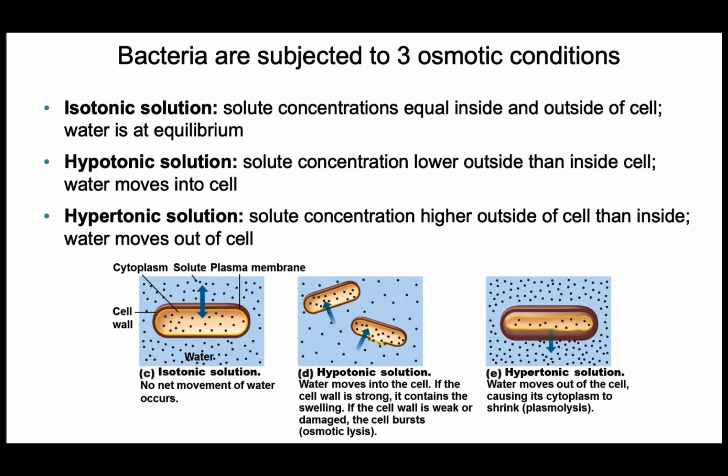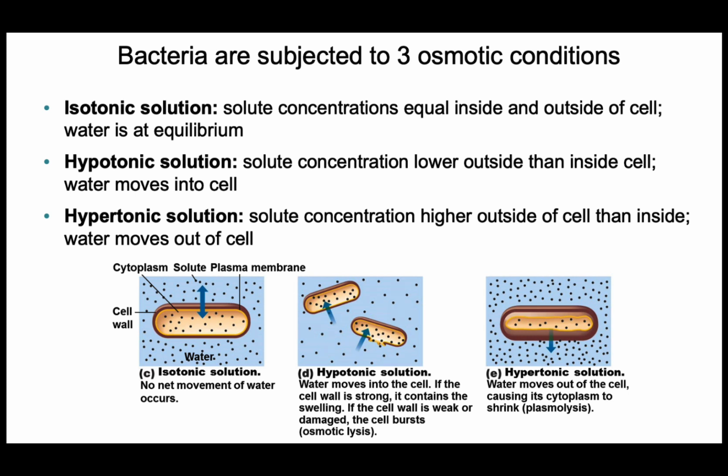Now, in an opposite situation where there are lots of solutes outside of the cell and very few on the inside of the cell, we call that hypertonic. There's more on the outside. So in this case, what will happen is water will rush out of the cell to try to dilute the outside, and that shrinks the cytoplasm and can dehydrate the cell. So that's called plasmolysis. It's not really a lysis because the cell's not breaking, but that's what they call it.